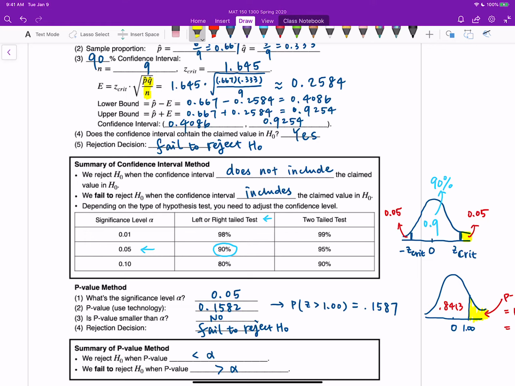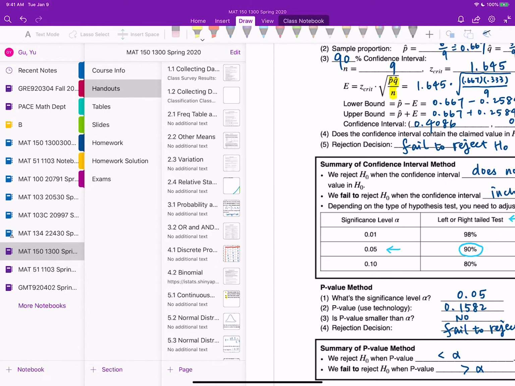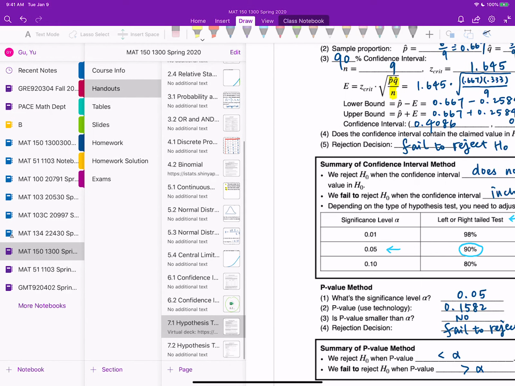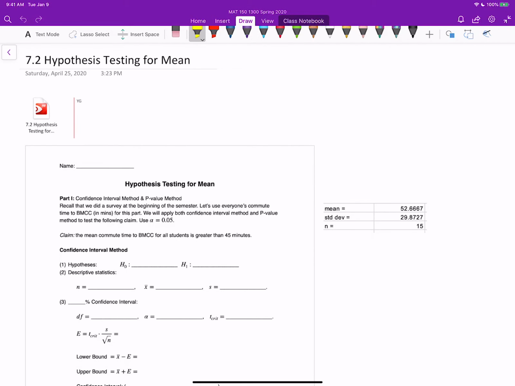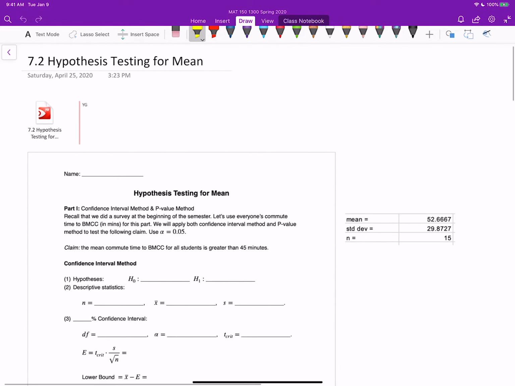Alright, finally, we're going to move on to today's topic. Today's handout is 7.2, hypothesis testing for mean. So we did proportion, now we're going to do mean. For mean, if you remember the confidence interval, we apply the t-distribution instead of z. So it's the same thing over here. When we conduct hypothesis testing for mean, we will use the t-distribution as well.